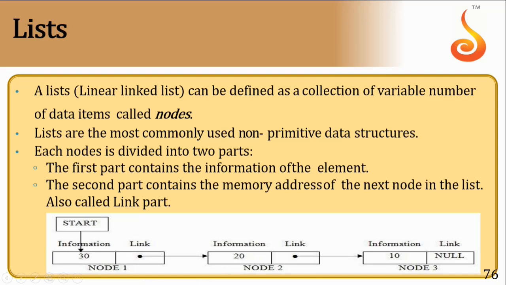I can only go from the first node to the last node. Here I cannot go back to the first because I don't know where the first node is. The link part only stores the address of the next node. It does not have the address of the previous node in a single linked list. So I can traverse only from the first node to the next node, in one direction only. I cannot go back to the last node, and I cannot go back to the first node either.